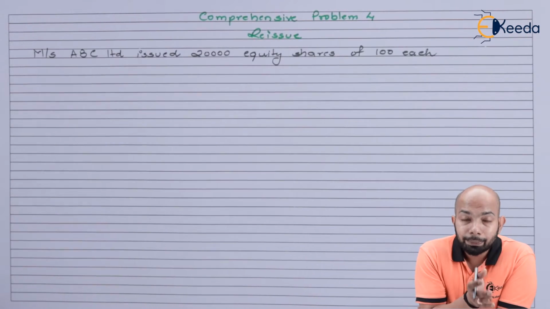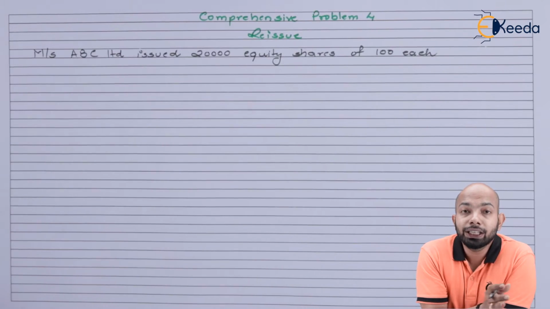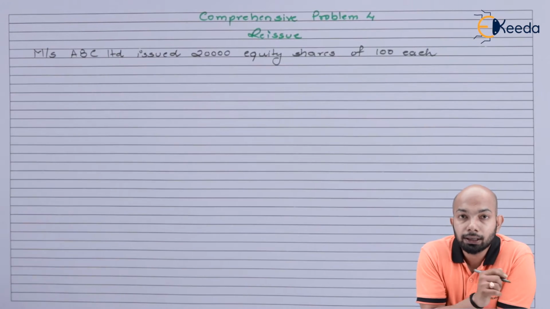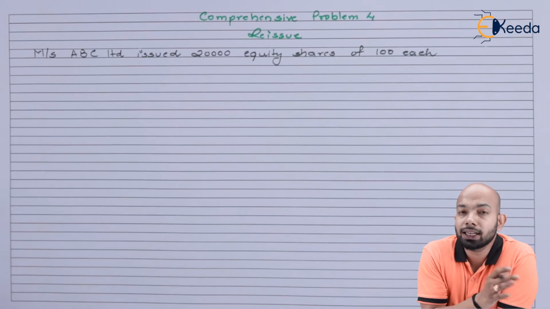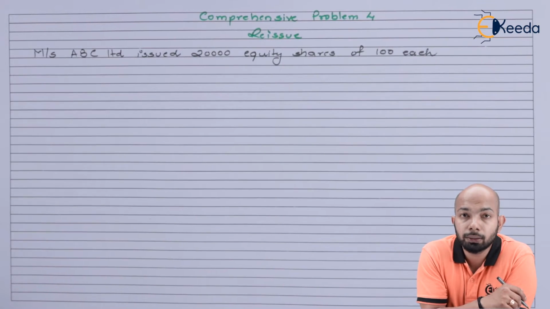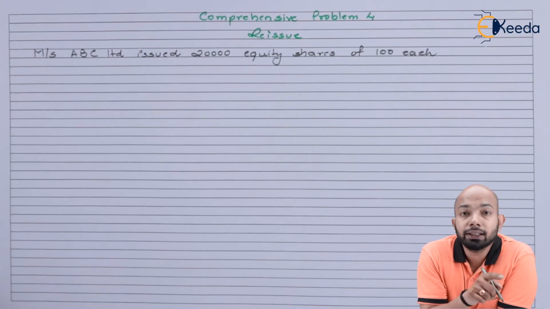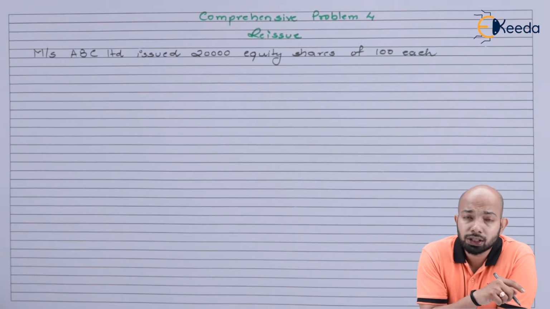Now, Messrs. ABC Limited issued 20,000 equity shares of rupees 100 each. That means the face value of that specific equity share was 100 per share, and like that they issued around 20,000 shares for subscription.